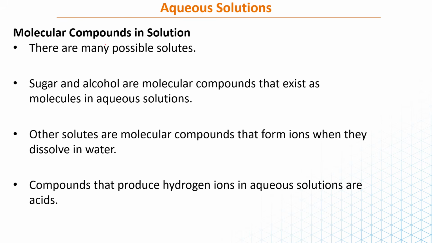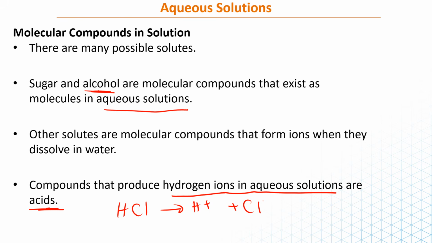So many molecular compounds can dissolve in water. Sugar and alcohol are molecular compounds that exist as molecules in aqueous solutions. مثلا alcohol مثال المعقم. في معقم اللي هو سائل صح؟ That's actually just ethanol inside water, okay? So compounds that produce hydrogen ions in aqueous solutions are acids. Example is HCl. When you put it in water and it gives you H plus and Cl minus, this thing is an acid. وهذا شفناه in term 1. Okay? So that's the definition of an acid.